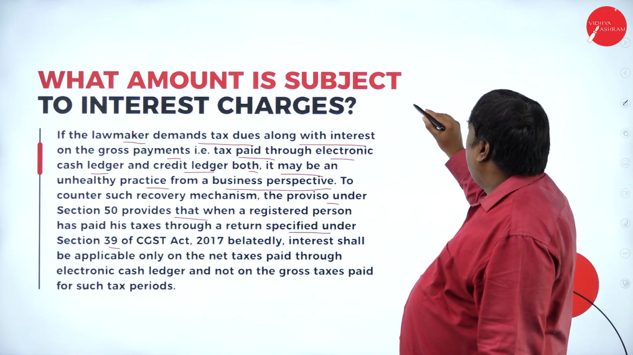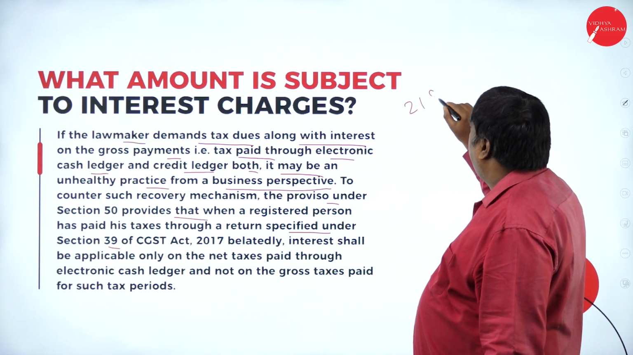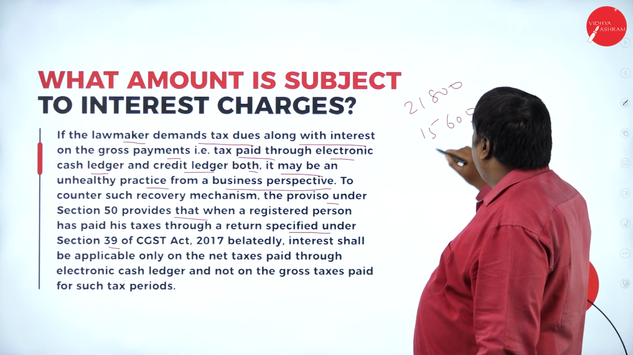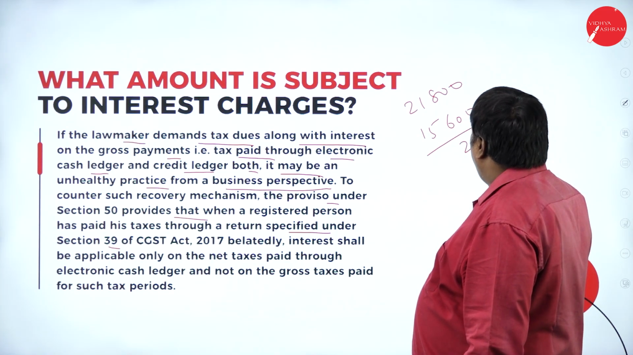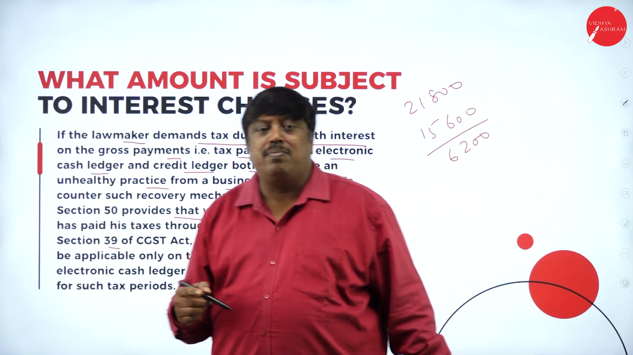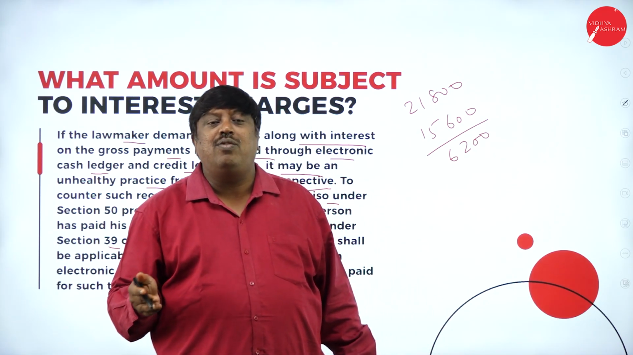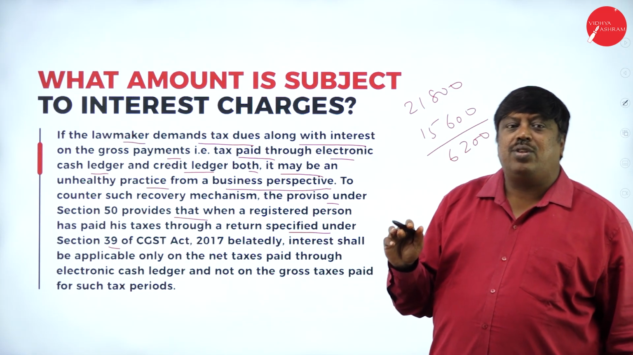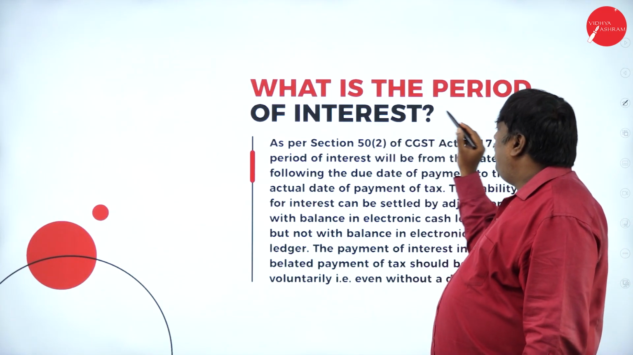For example, the total tax was 21,800, of which I have paid only 15,600. So the remaining 6,200 is there. I have to pay the remaining tax of 6,200 along with interest at 18% as per the GST Act 2017. What is the period they are going to give?